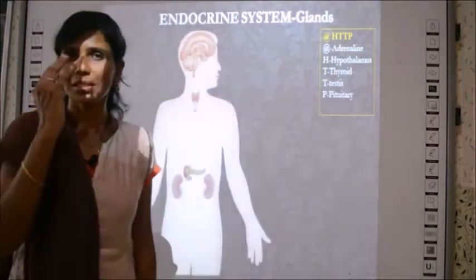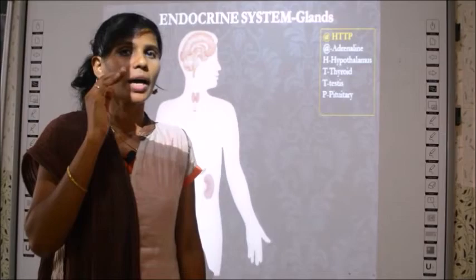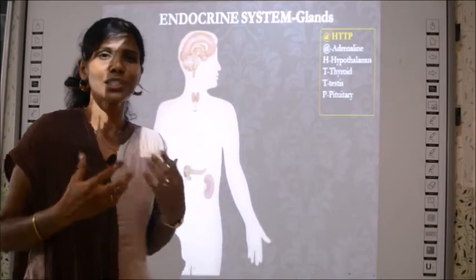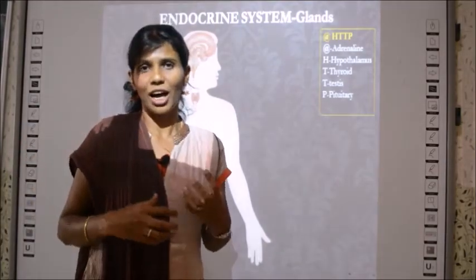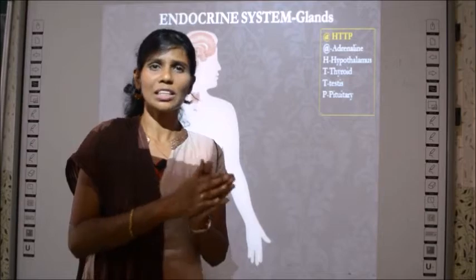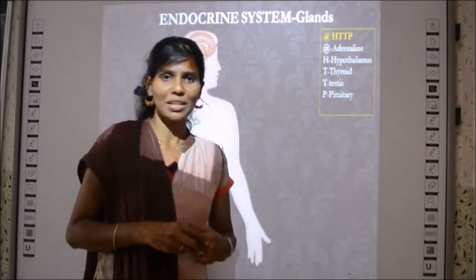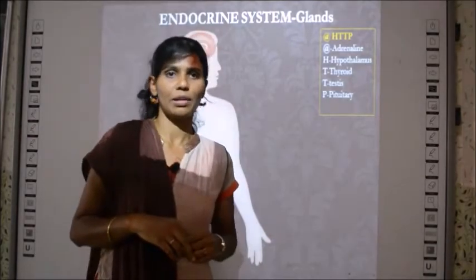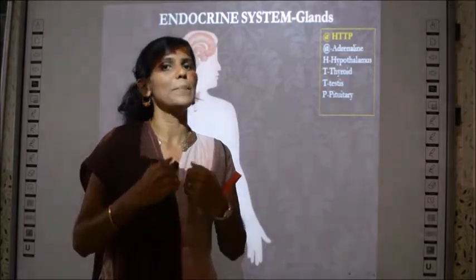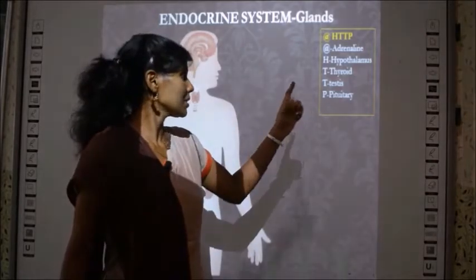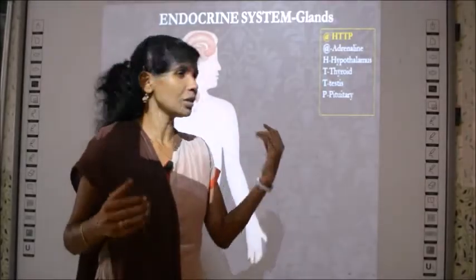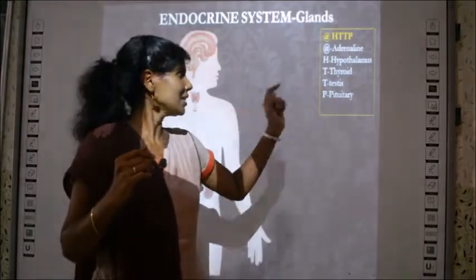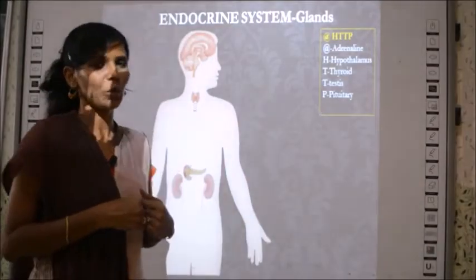Then H is for hypothalamus. Thalamus is something related to the brain. What is hypo and what is hyper? Sometimes we call students who are so active hyper, because they won't be sitting in one place and they'll be moving about, right? So we call them hyper, which means more than the normal level. What is hypo? Hypo is below. Thalamus is brain and hypo is below. So somewhere below the surface of the brain you can find this gland called the hypothalamus.